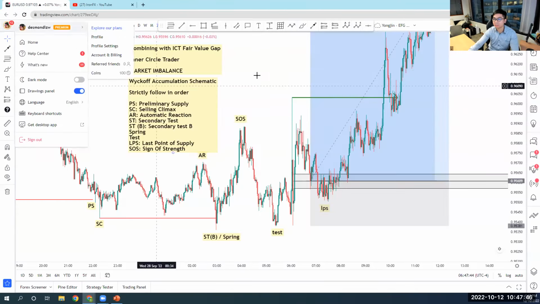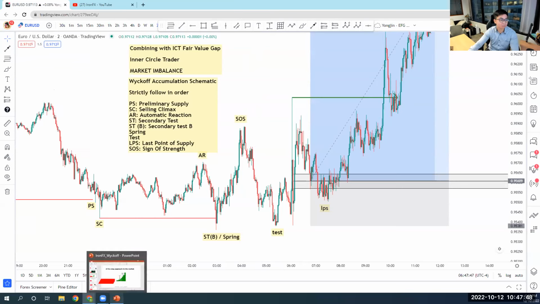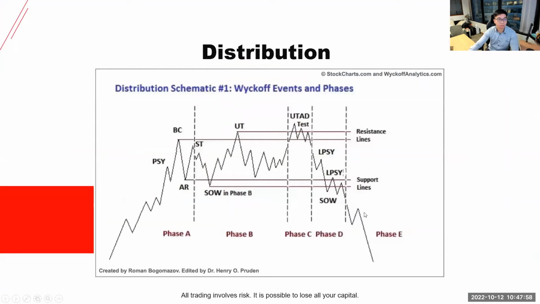Okay, let us continue. Let's go back to the slides. We are going on to distribution. The distribution schematic. So you can see here, distribution, same thing. We have to follow PS first, BC, AR, ST, but there's an issue with this.